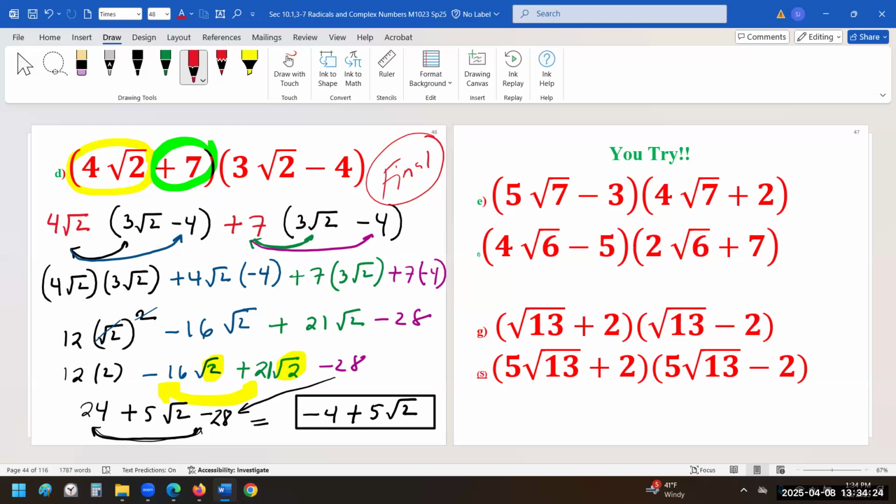Now your 5 is free and 4 is free, you multiply that. And then your square root 7 and square root 7, if you simplify exactly, you write down the square root.